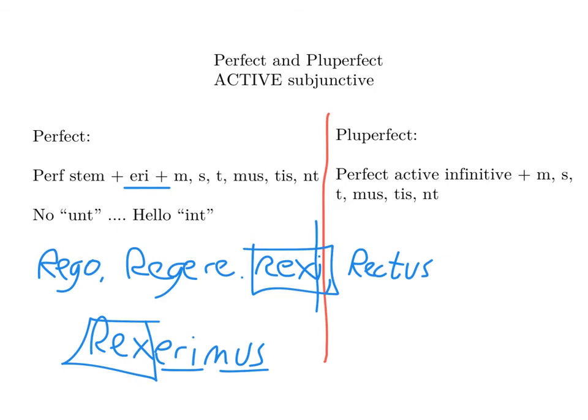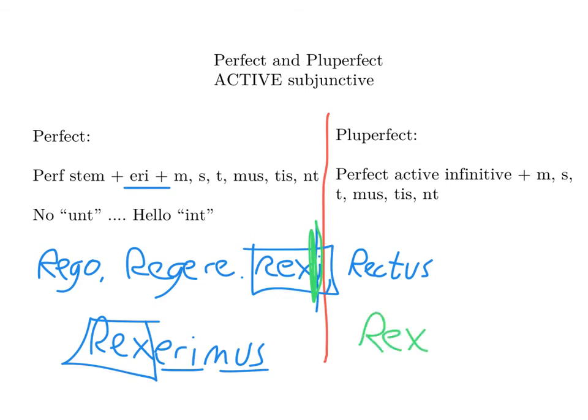You can apply this to any verb. I just used rego for fun. I'm actually going to use rego again because it's already up there, and I'm trying not to make this video too long. So here's the process yet again. I'll do this one in green. Why not? Pluperfect is going to be green. All right. So you still chop the i off. All right. You have rex.